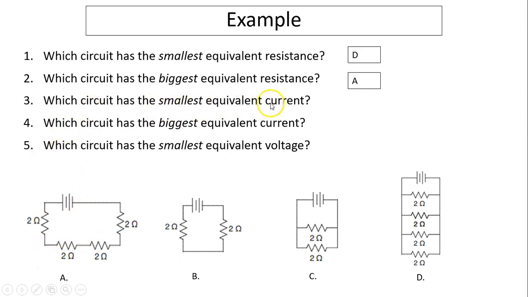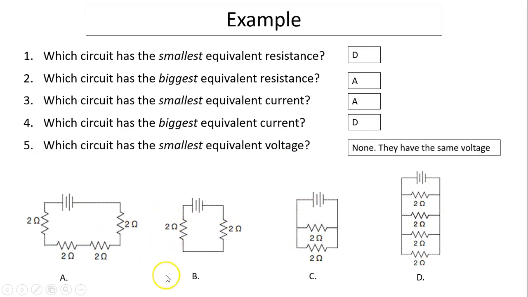Which circuit has the smallest equivalent current? The smallest current would be the one with the biggest resistance. So the answer is A. Which one has the biggest current? The biggest current is the one with the smallest resistance. So the answer is D. Which circuit has the smallest equivalent voltage? They all have the same voltage because the battery looks the same.